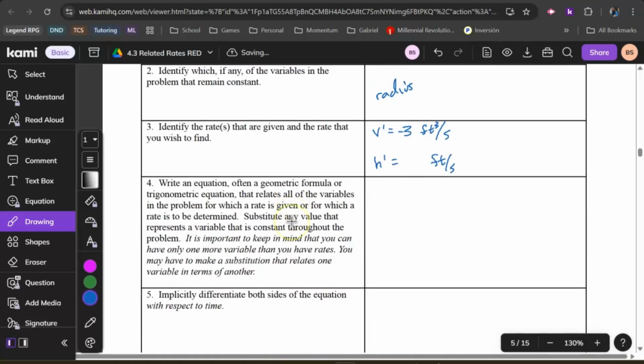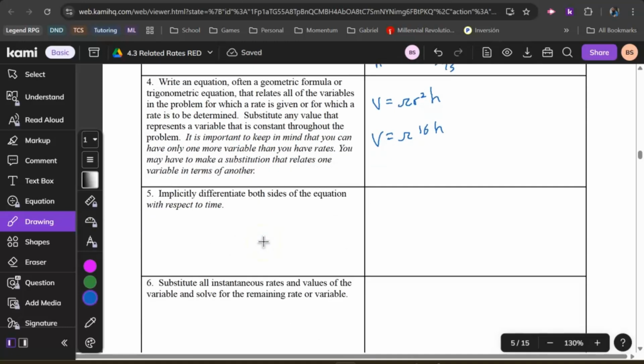Write a formula. Anytime we have a prism, which a cylinder is just a prism, it's just going to be the area of the base, pi r squared, times the height. And in this case, the next thing we're going to do is it talks down here that we are going to substitute any value that represents a variable in the constant. So in this case, V equals pi 4 squared, which is simply going to be 16 pi h. Then we're going to implicitly differentiate this. So V prime is equal to 16 pi h prime.